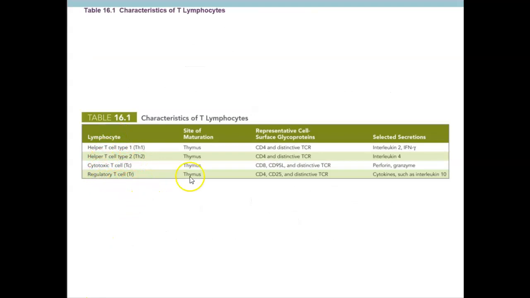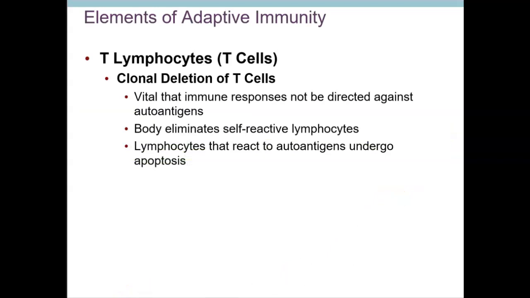And this is a little table of the characteristics of the types of T lymphocytes. These guys are all T cells, so they all mature in the thymus. They have different kinds of surface glycoprotein, CD4 or CD8, and then what other things they also secrete. So when T cells are being developed, that variable region of their T cell receptor, that's randomly generated, completely random.